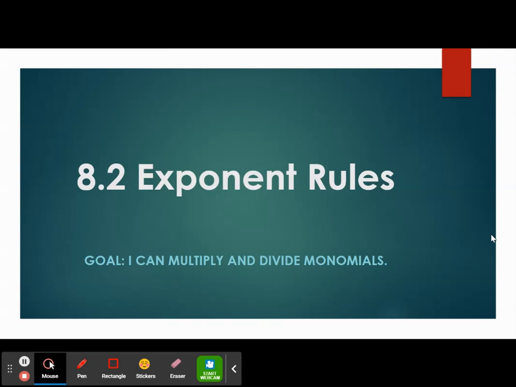Yeah, notes. All right, so we talked about the product rule yesterday, and we even got into doing some examples.